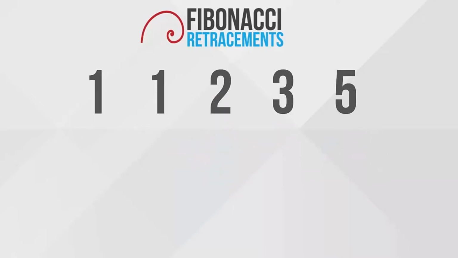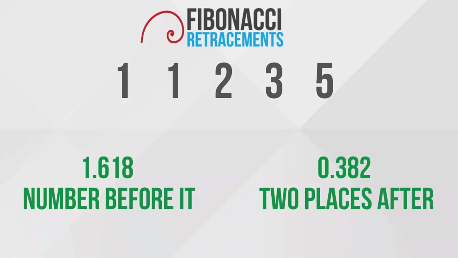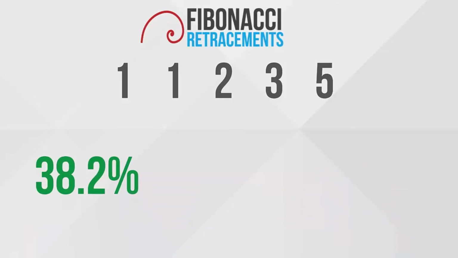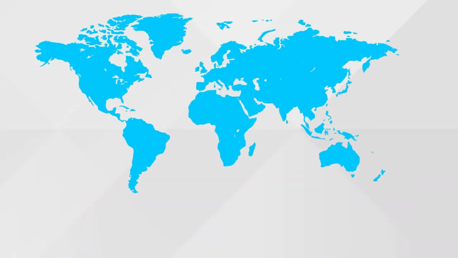Any number is about 1.618 times the previous number. If we divide a number by the number 2 places to the right, we get a ratio of 0.382. This is where the percentages 38.2 and 61.8% come from.